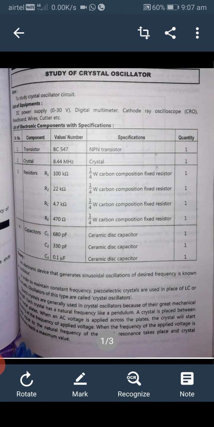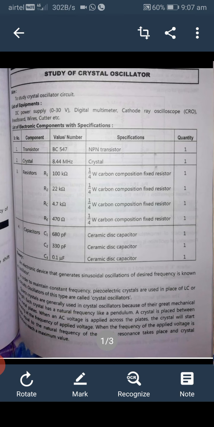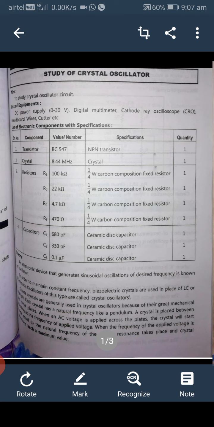Resistor R1, 100 kilo ohm quarter watt carbon composition fixed resistor, quantity required is 1. Resistor R2, 22 kilo ohm quarter watt carbon composition fixed resistor, quantity required is 1. RC, 4.7 kilo ohm quarter watt carbon composition fixed resistor, quantity required is 1. RE, 470 ohm quarter watt carbon composition fixed resistor, quantity required is 1.